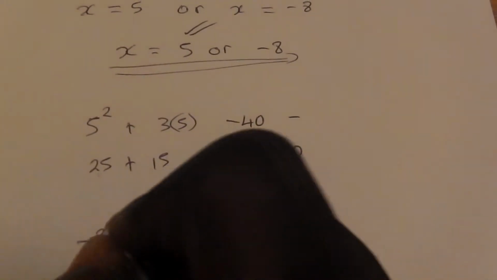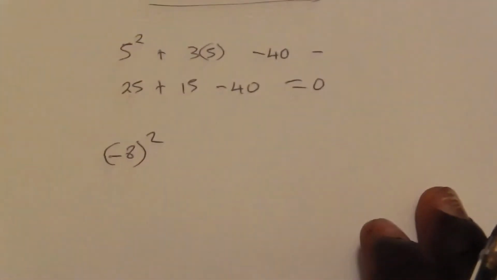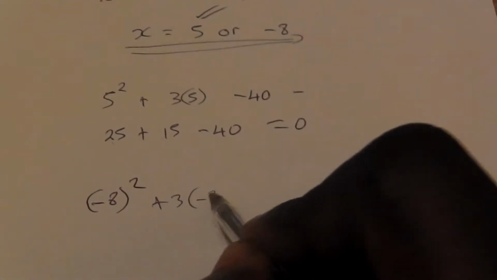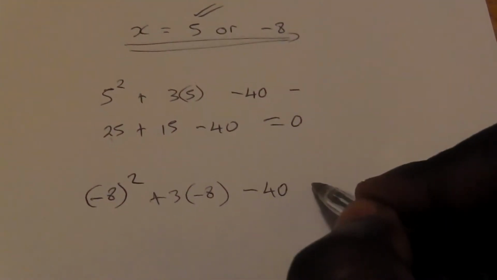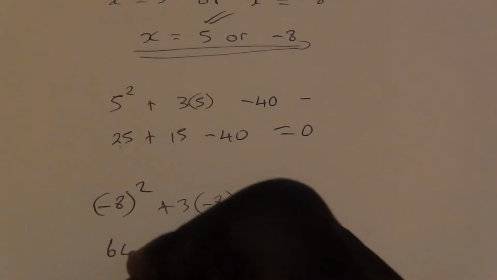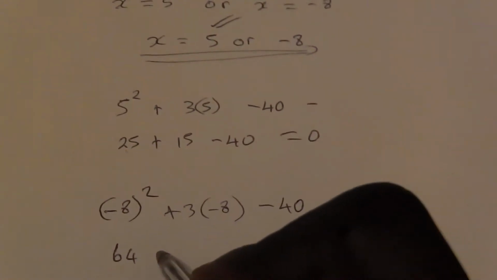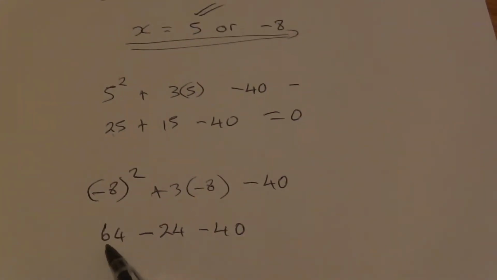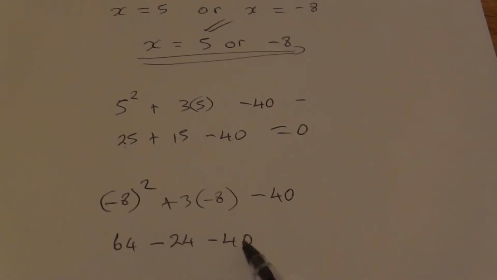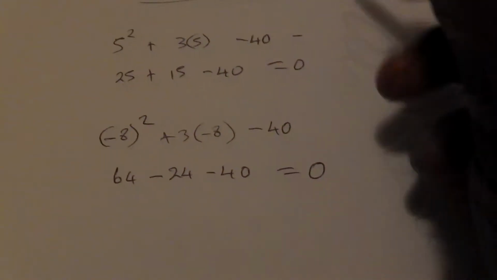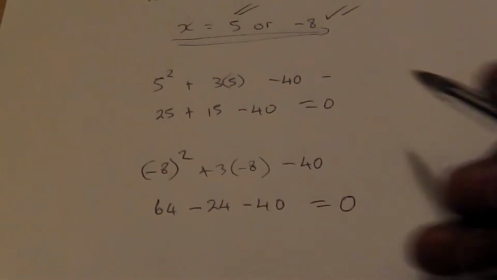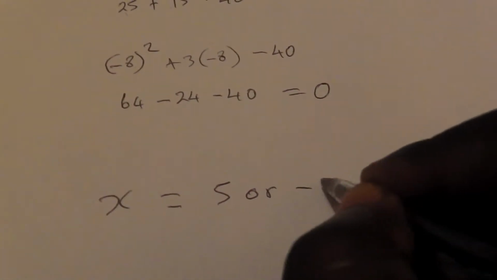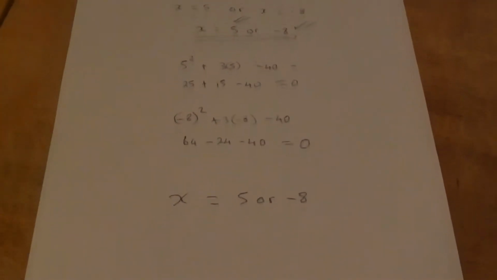So we've got negative 8 squared plus 3 times negative 8 here minus 40. So here negative 8 squared will be 64, and then 3 times negative 8 is equal to negative 24, minus 40. So here you can see 64 minus 24 minus 40 is equal to 0. So it means our solution here is correct. So our x is equal to 5 or negative 8. Okay, so now let's look at another scenario.